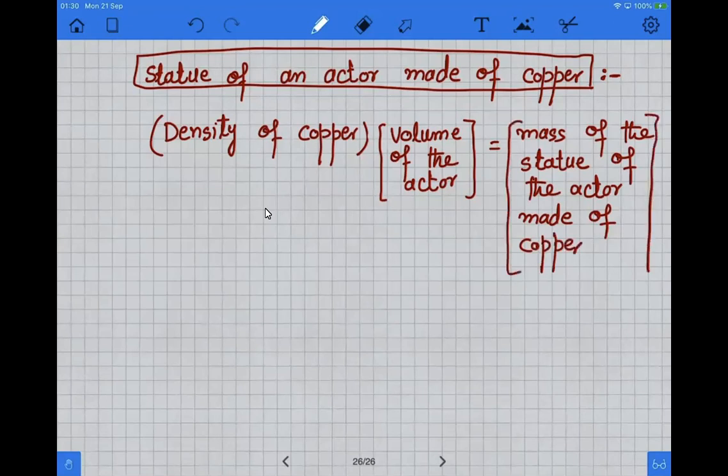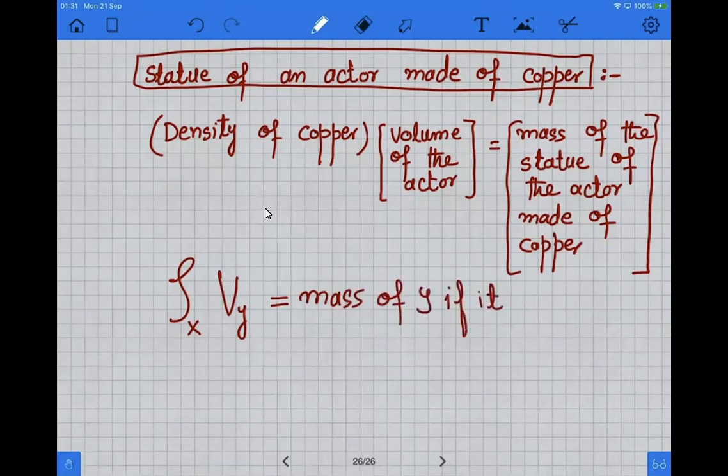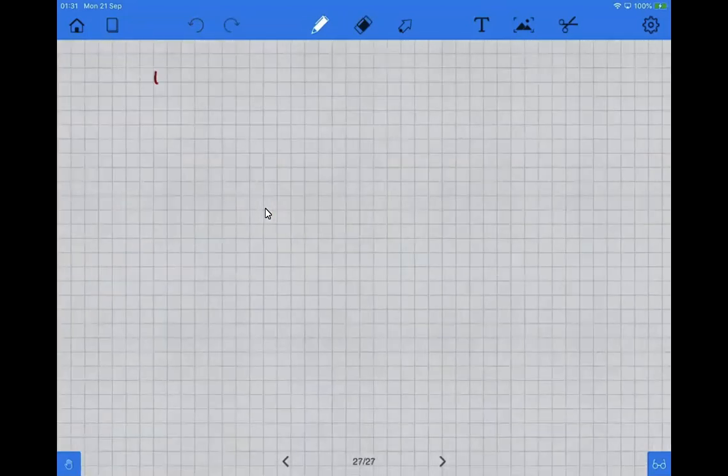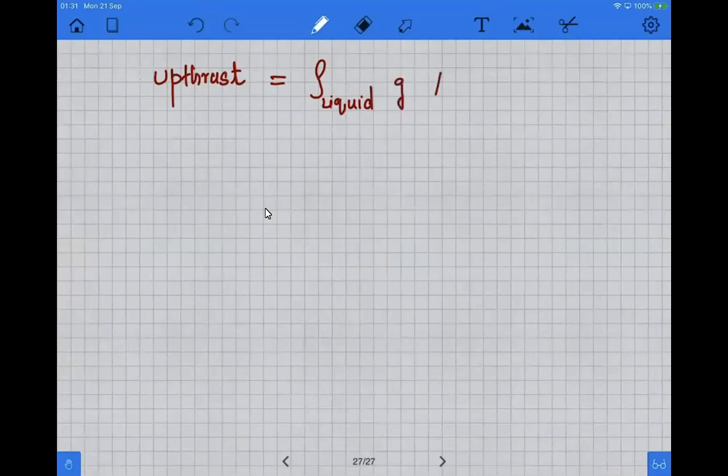So here what we understand is that if we multiply density of an object X with the volume of an object Y, then we get mass of Y if it is made of X. Now here the final formula for upthrust that we achieved was density of the liquid into acceleration due to gravity into area of the object into length of the object that is immersed.